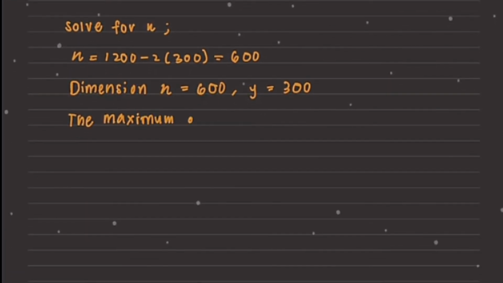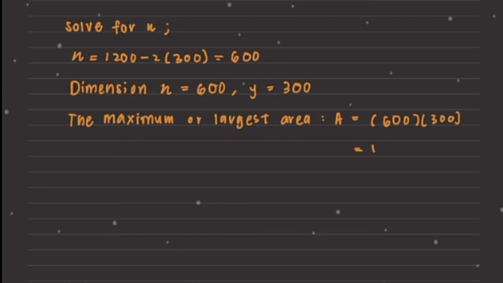So next we need to find the maximum area. So we need to multiply 600 with 300 and then we will get 180,000 meter squared.